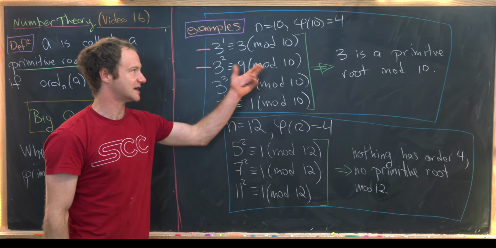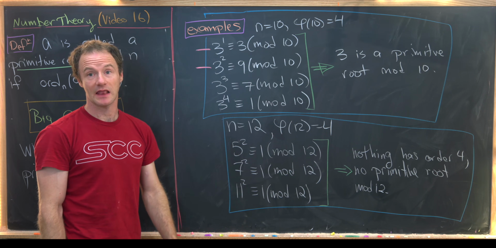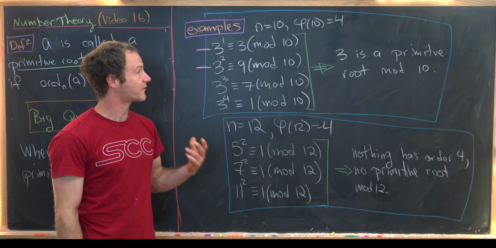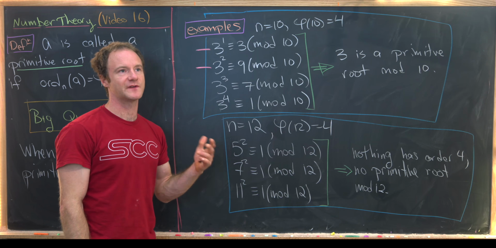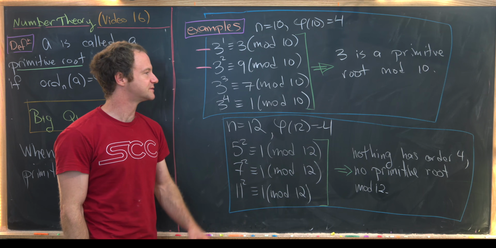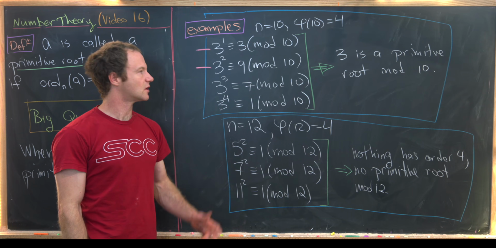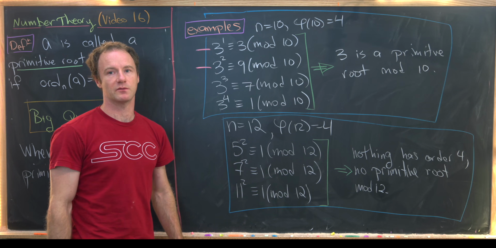So there we've got an example. 10 allows for a primitive root, 12 does not. Okay, so from here, we'll actually prove that all primes have primitive roots, but we need a bit of a preparatory lemma in order to do that. So let's maybe get that preparatory lemma on the board.